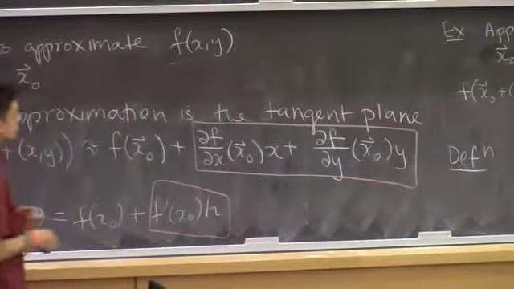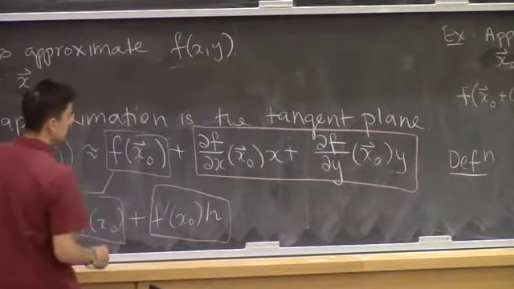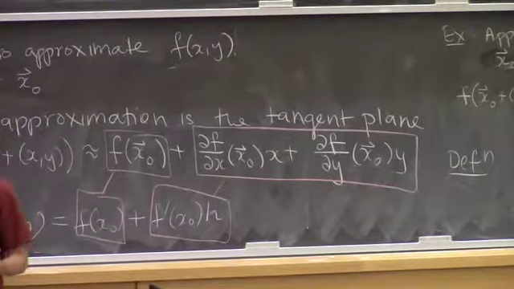In two variables, we've got each of our different directions. We've got the direction x and we've got the direction y. Those get multiplied by the derivative at x0, just like this one got multiplied by the derivative at x0. So these two terms are the value of our function, and these two terms are the contribution of the first derivatives.